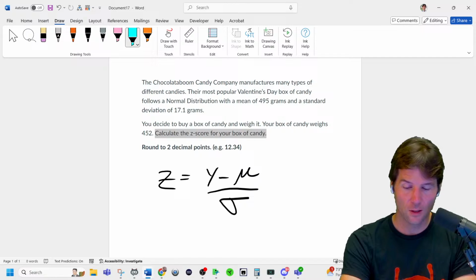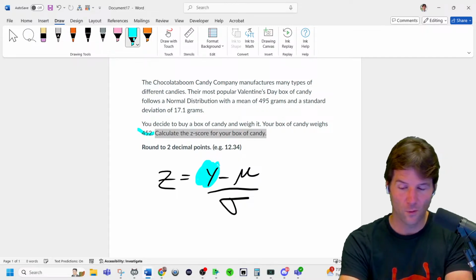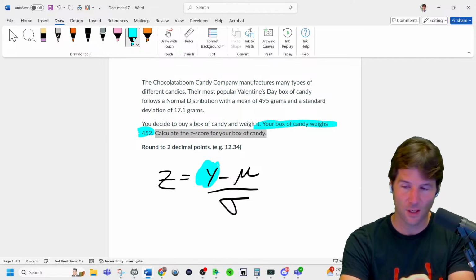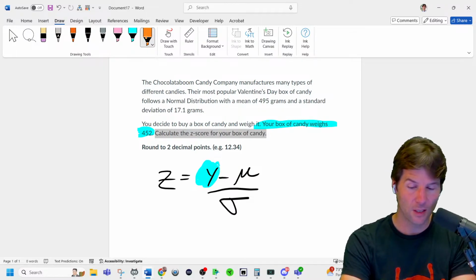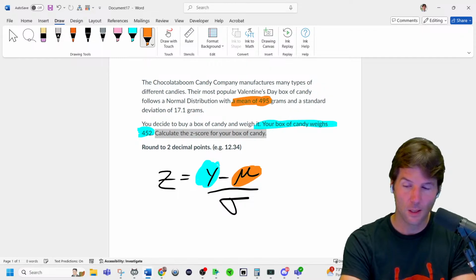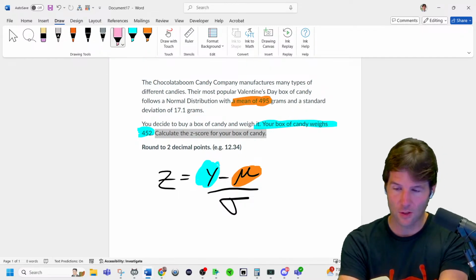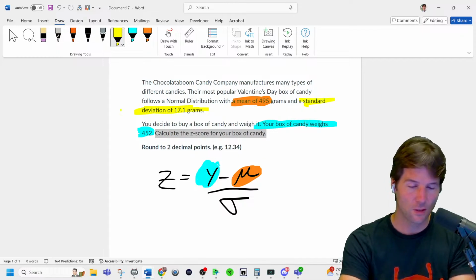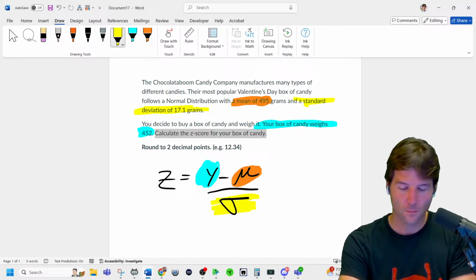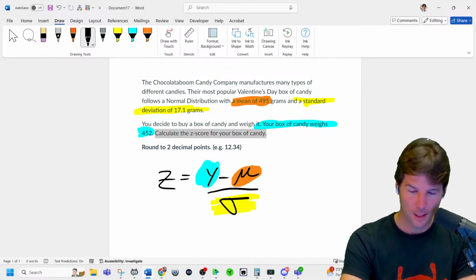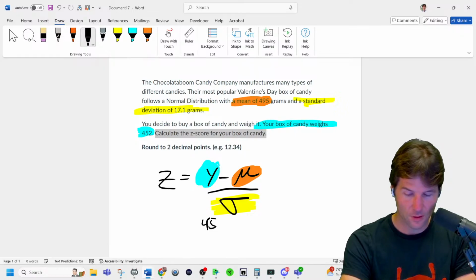So we say, what is the observation? My box of candy weighed 452. That's how much my box of candy weighed. The distribution is normally distributed with a mean, there's the mean, and it also has a standard deviation of 17.1 grams. So plug the numbers in, and we get 452.